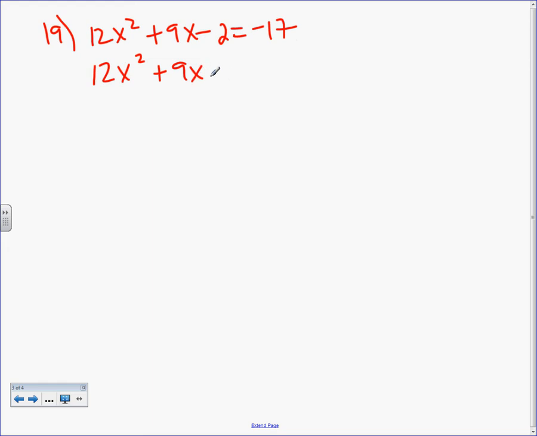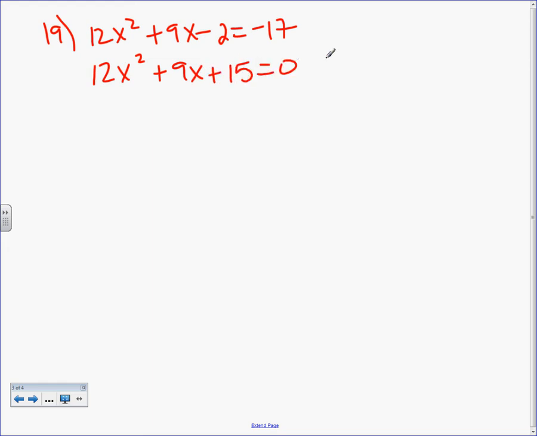Okay, the next one, number 19. Same thing. What's it say? 12x squared. Is it plus 9x minus 2? Is it? Thank you. What's the problem with it? Not equal to 0. What do you want to do? Add 17. I want you to understand with quadratic formula, it doesn't matter if it's negative, positive, whatever. You can't screw it up, but most people prefer positive x squared. So I'm going to add the 17 to the left side. 12x squared plus 9x plus 15 equals 0.